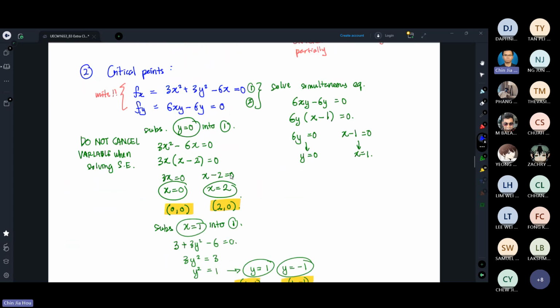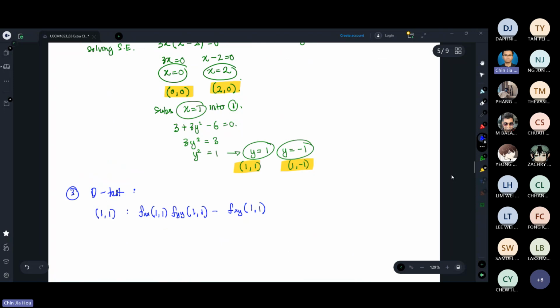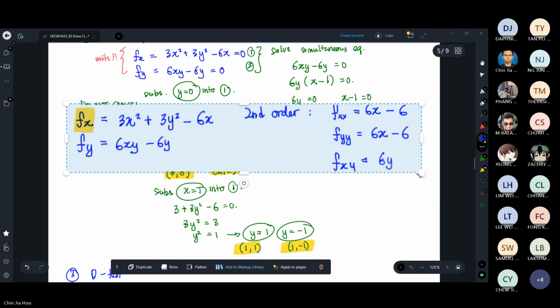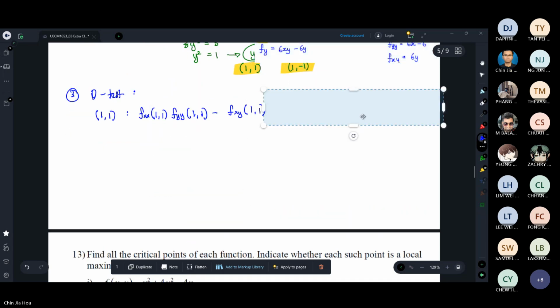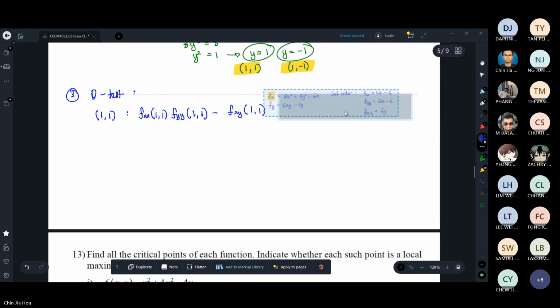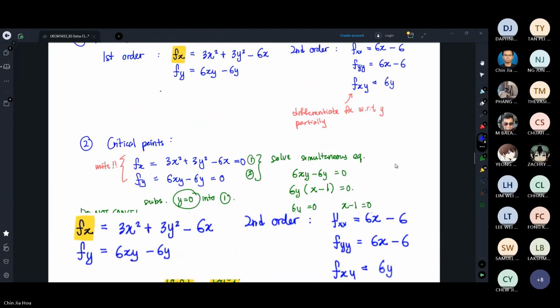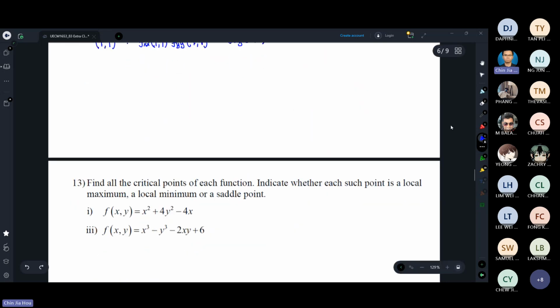Let me go back here and copy the whole thing here and put it over. That is it. I make it super small. Put it over this side. Okay, referring to this one, we just need the second order actually. So on the whole thing, I just give you the second order. Yeah, it's here.